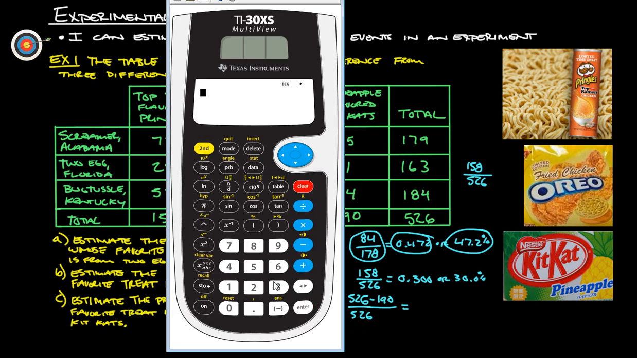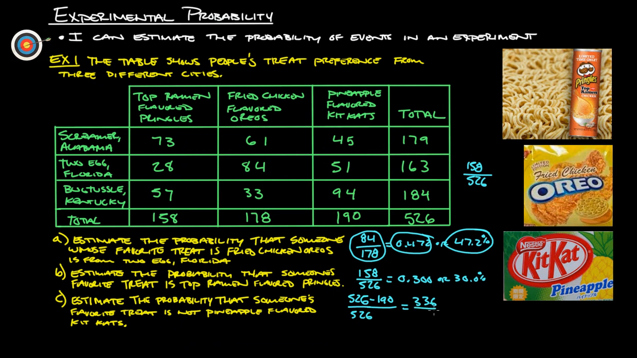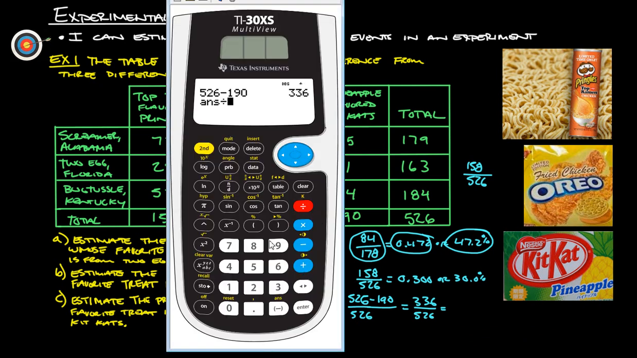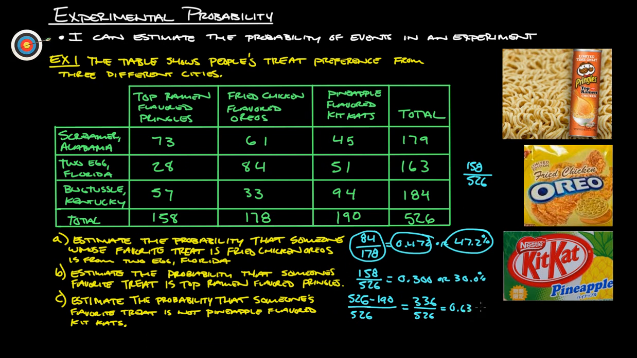So let's do 526 minus 190, and that tells us that 336 of the 526 people, that was not their favorite treat. So take that number divided by 526, and we get 0.639, or 63.9%. Okay, whichever one floats your boat.